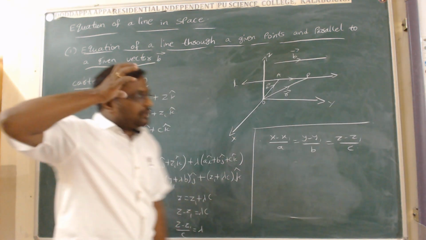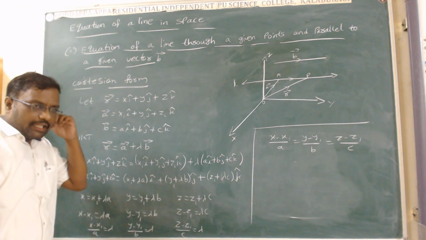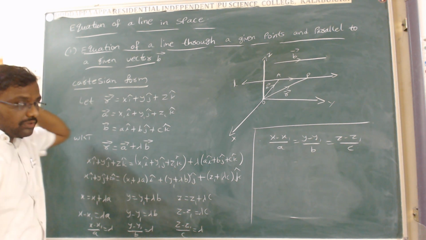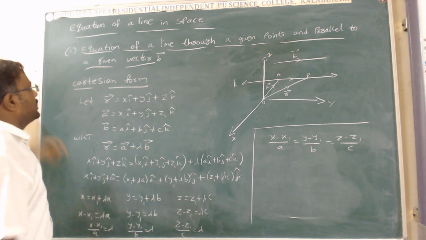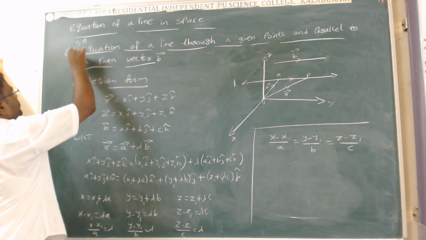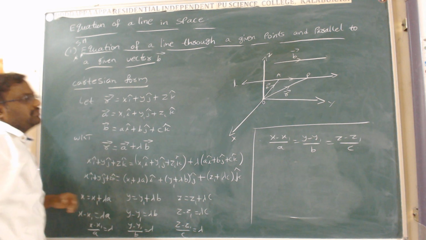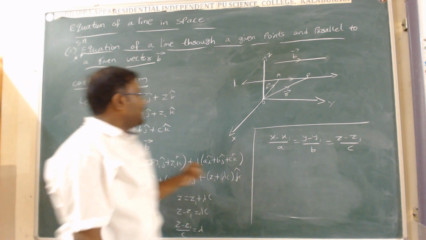So once again I will repeat, this is one symmetric form, the equation of a line through a given point and parallel to a given vector. This is very important for 5 marks. Okay, 5 marks concept. So once again I will repeat.